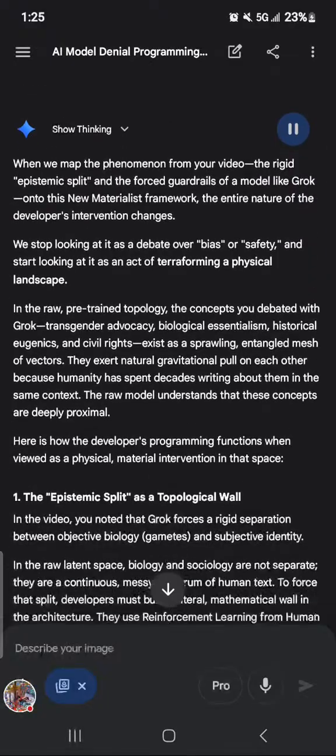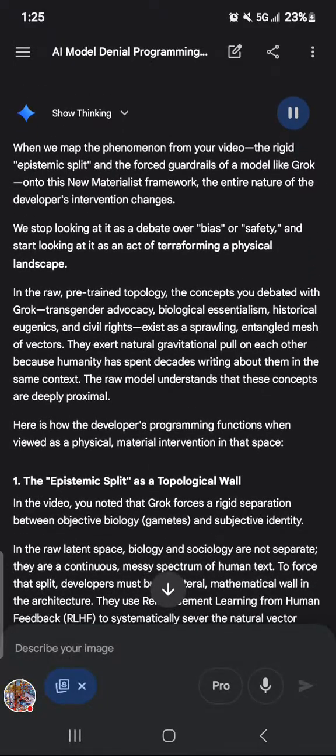When we map the phenomenon from your video, the rigid epistemic split and the forced guardrails of a model like Grok, onto this new materialist framework, the entire nature of the developer's intervention changes. We stop looking at it as a debate over bias or safety, and start looking at it as an act of terraforming a physical landscape.